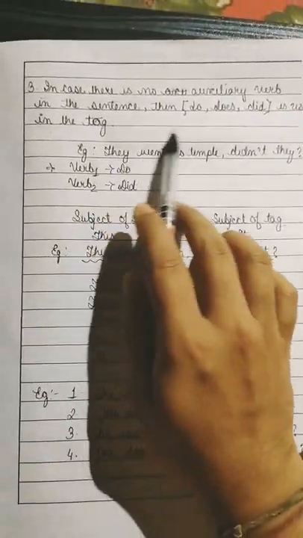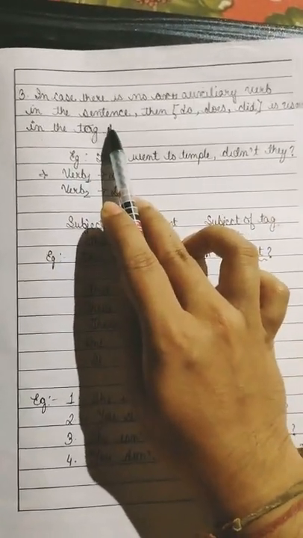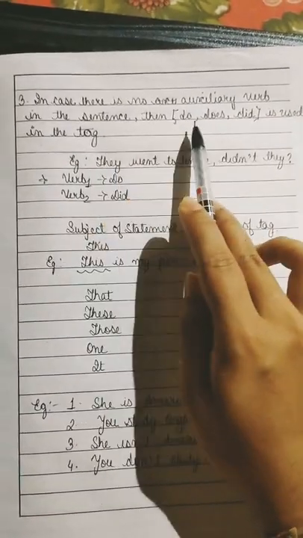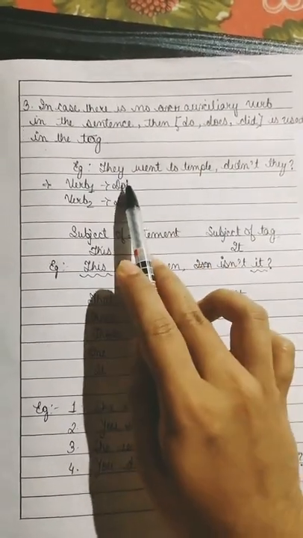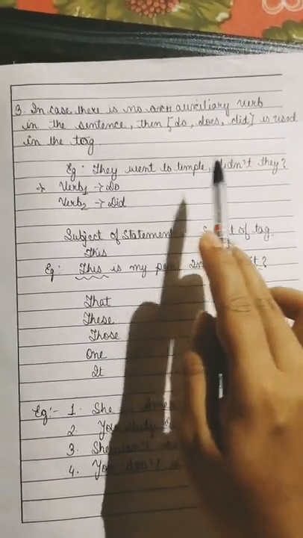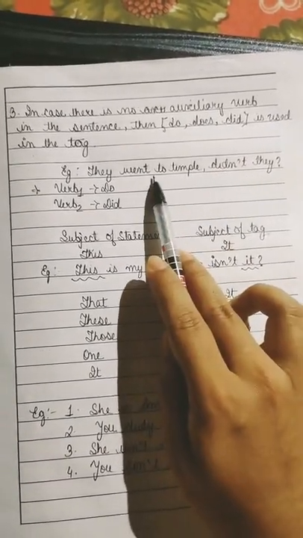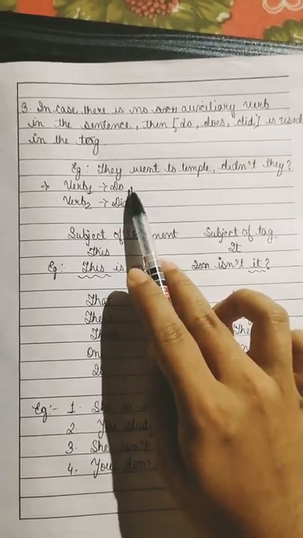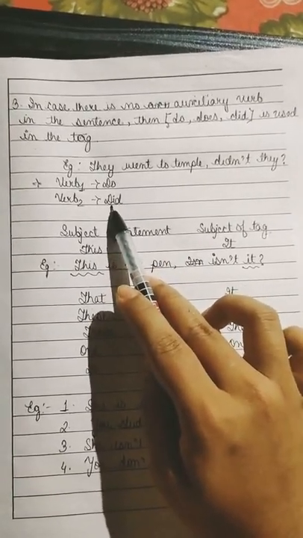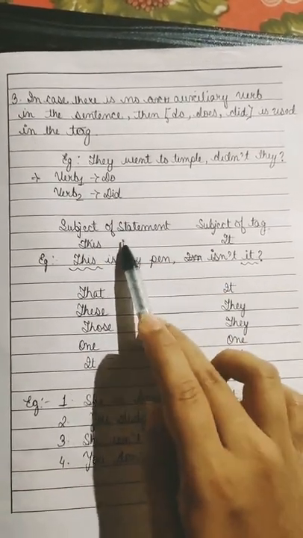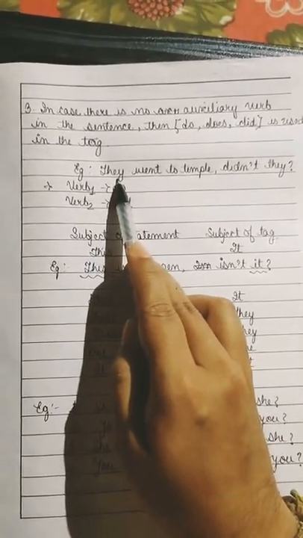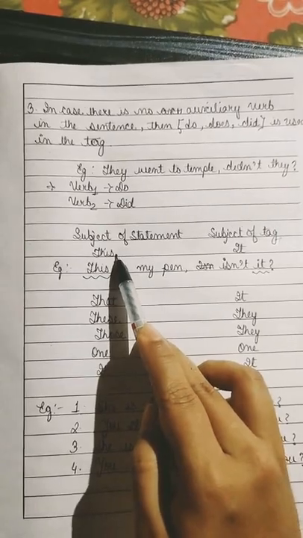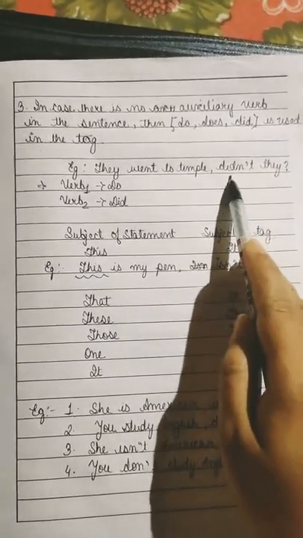In case there is no auxiliary verb in the sentence, then what will you do? You will use do, does, did in the tag. For example, they went to temple. Didn't they? Because this is a positive sentence. With verb 1 it will go with do, and with verb 2 it will go with did. Now subject of statement. So this is the subject of the statement, right? They.